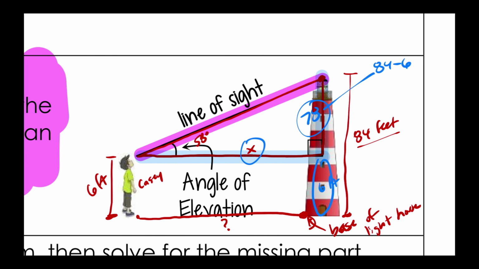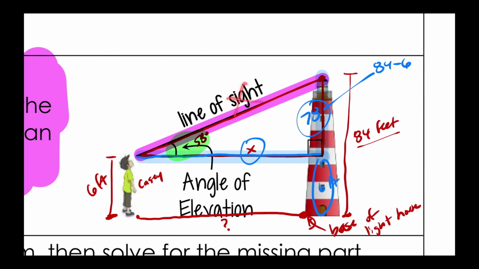And this side is Casey to the lighthouse. So that's what we're looking for. So now we have all the information. So let's see if we can set up an equation. We have this angle. That's our angle of elevation. That's the angle we're focused on because they told us that's what it was, 58 degrees. And so we have the opposite side, the opposite leg, and we have the adjacent leg. Opposite leg and adjacent leg. Right? We don't have the hypotenuse.